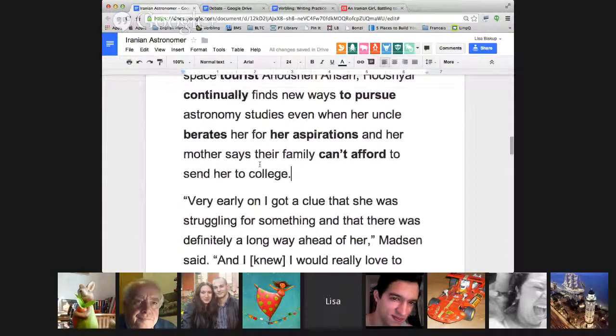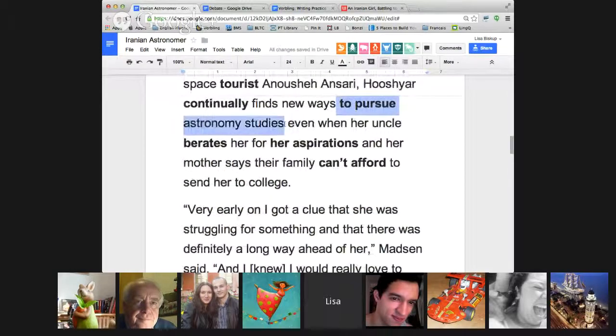So she wants to pursue astronomy studies. She wants to do it. She wants to continue to do something, to go after it. I could say you all are pursuing your studies of English. That means you're actively participating in things that will help you learn more. So you're pursuing your interest.